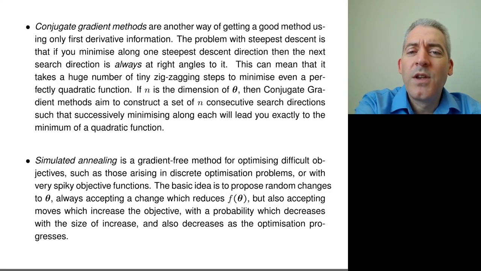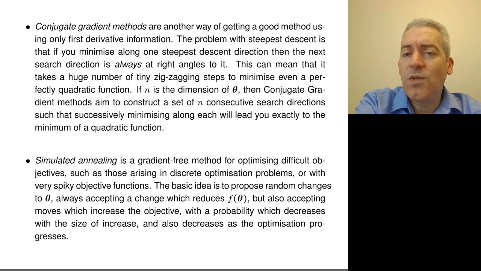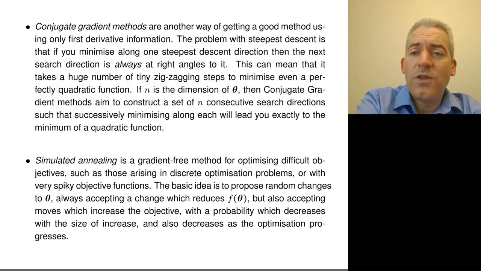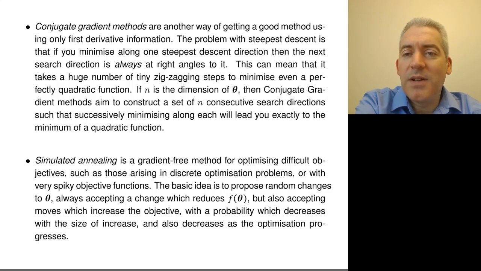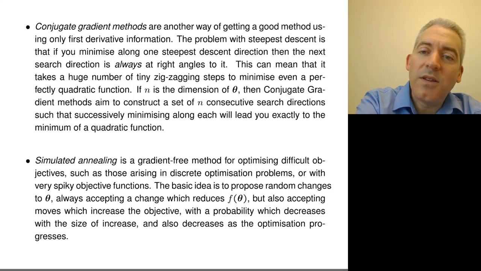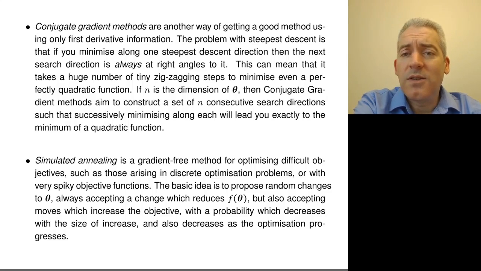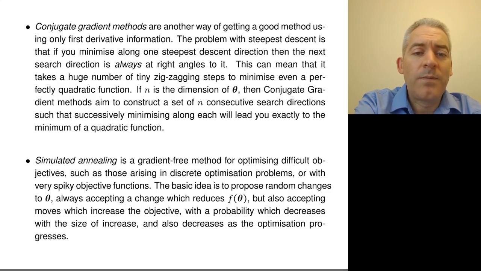So you're always kind of heading off at right angles for each different search step, and that isn't always a very good idea. So conjugate gradients does something a bit smarter by choosing a set of directions that would be guaranteed to get you to the bottom of a quadratic in n steps. Obviously your function that you are optimizing is typically not going to be a quadratic, but it turns out that actually that algorithm gets you downhill typically quite a bit more efficiently than straight steepest descent. So that's something worth knowing about as well.